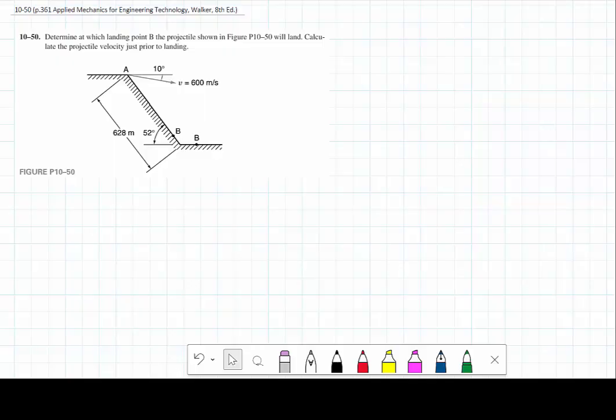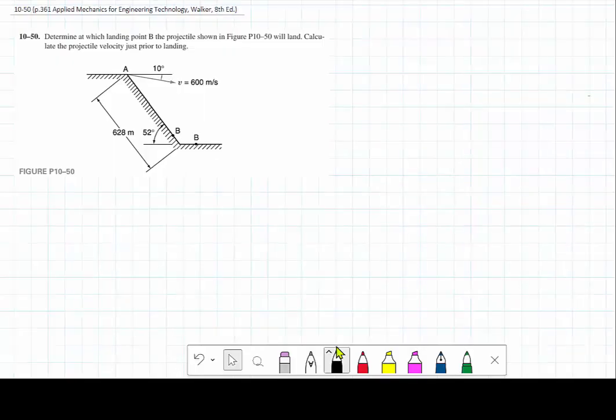As we discussed in question 10-34, it is convenient to choose the positive directions based on the direction of the initial velocity components. So once defined, this convention will be applied consistently to all vectors in the problem, including velocity, acceleration, and displacement. The projectile is launched with an initial velocity of 600 meters per second at an angle of 10 degrees below horizontal. So let's draw it together.